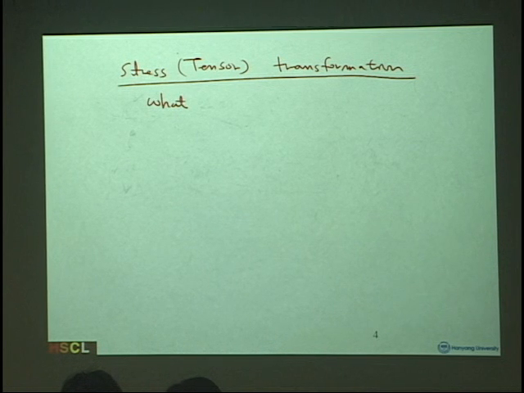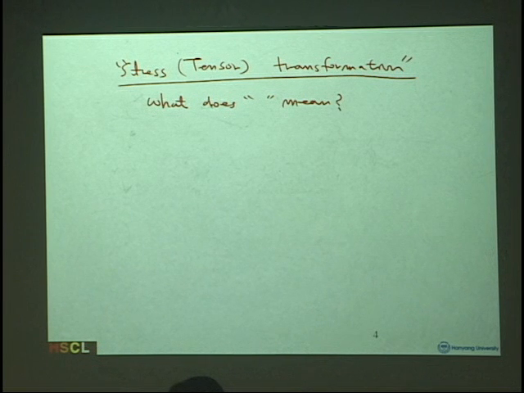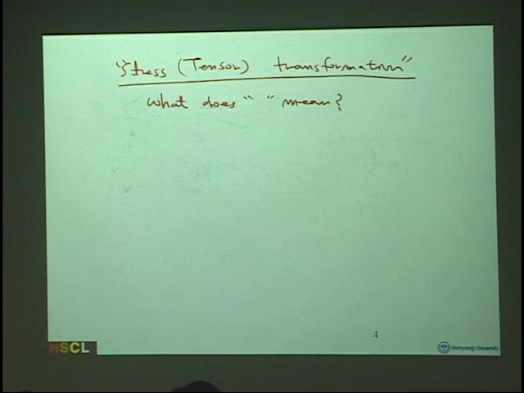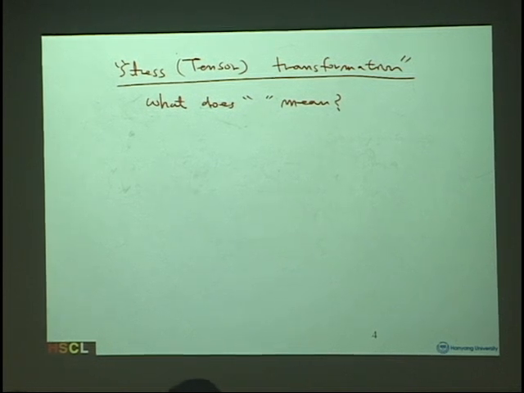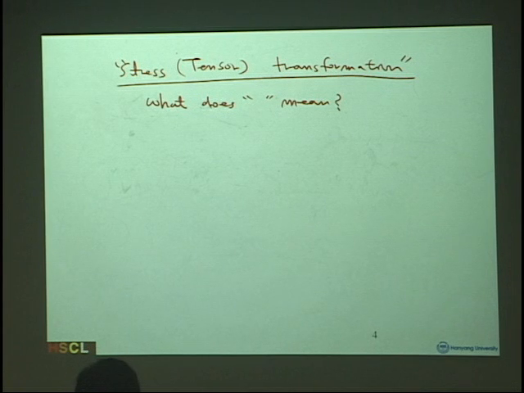Okay, first of all, what do these stress transformations mean? We need to understand what it means. The transformation means that, let's say we have two different coordinate systems, and what will be the relations between those two coordinate systems?